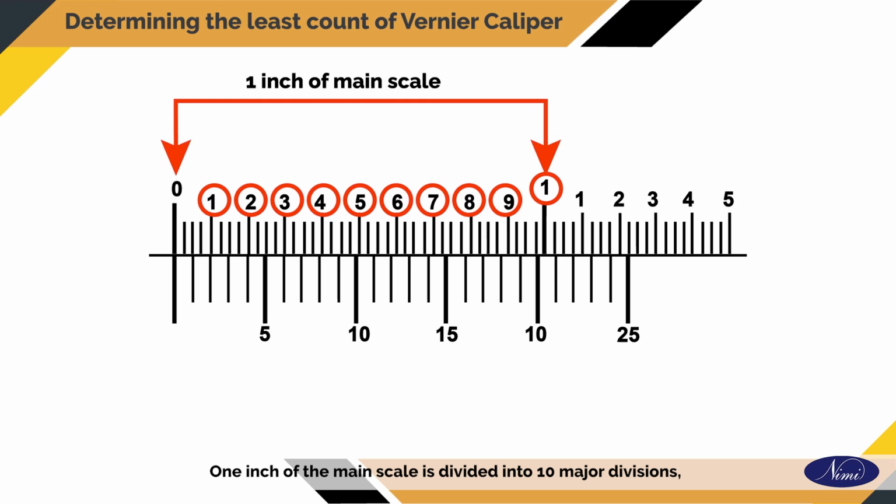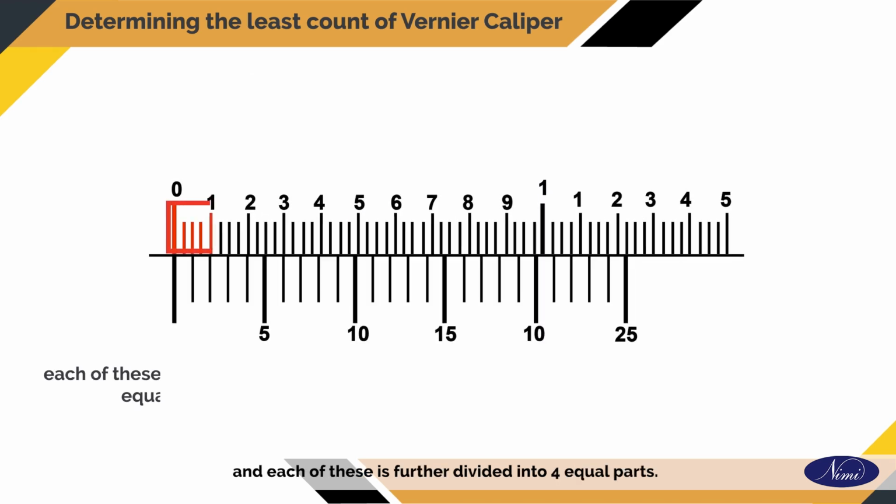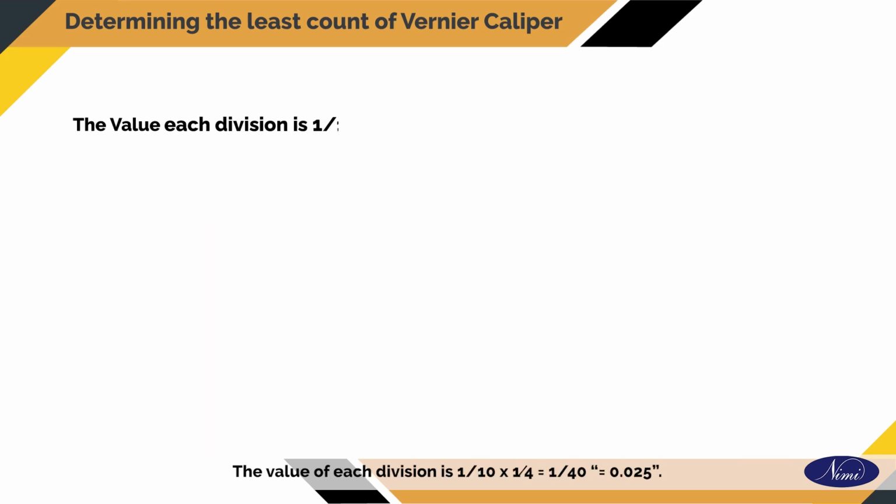1 inch of the main scale is divided into 10 major divisions, and each of these is further divided into 4 equal parts. The value of each division is 1 by 10 into 1 by 4, which is equal to 1 by 40 inches, which is equal to 0.025 inches.